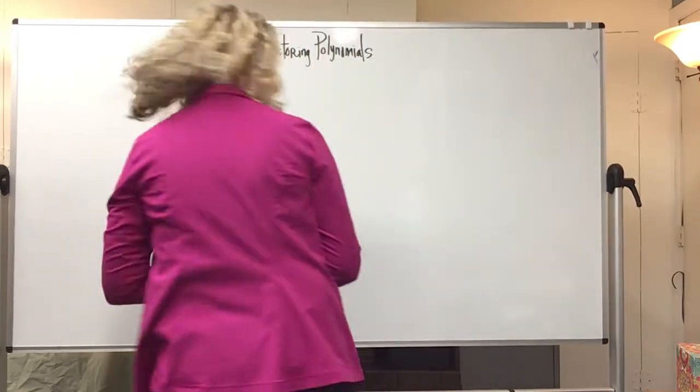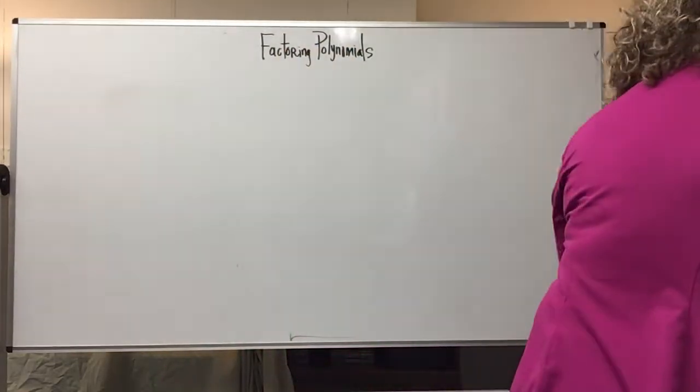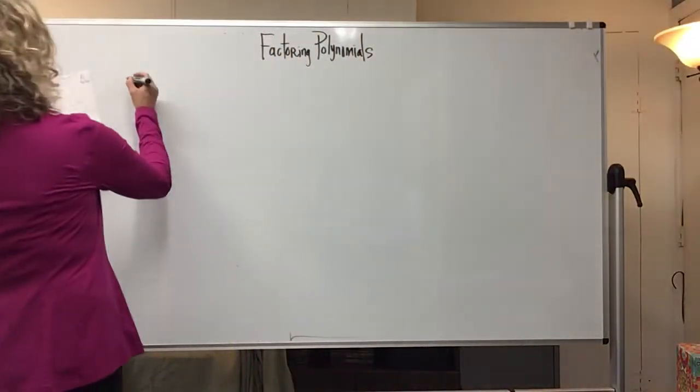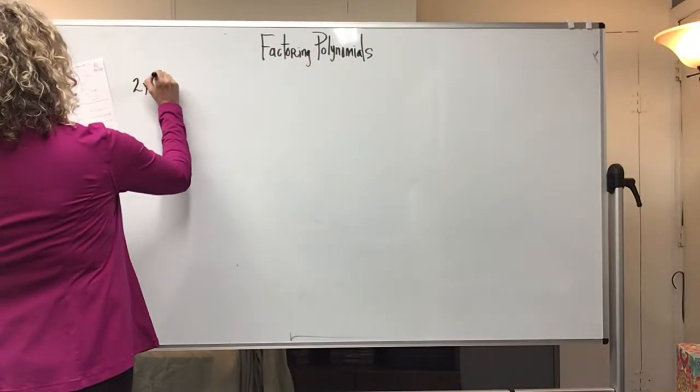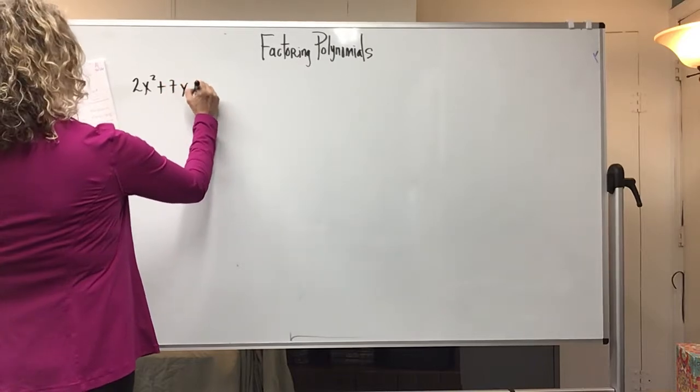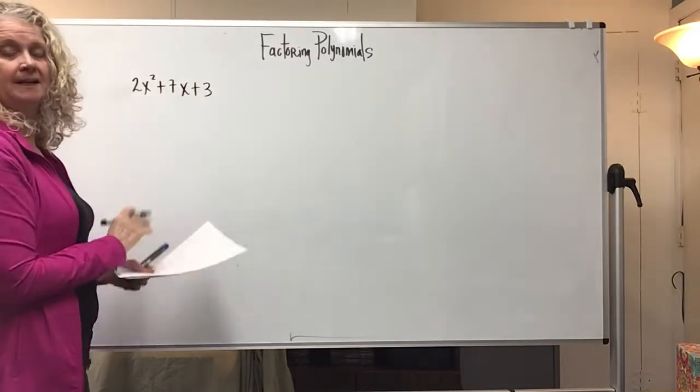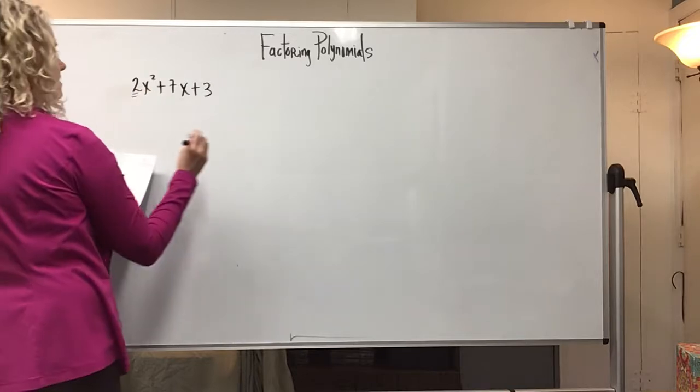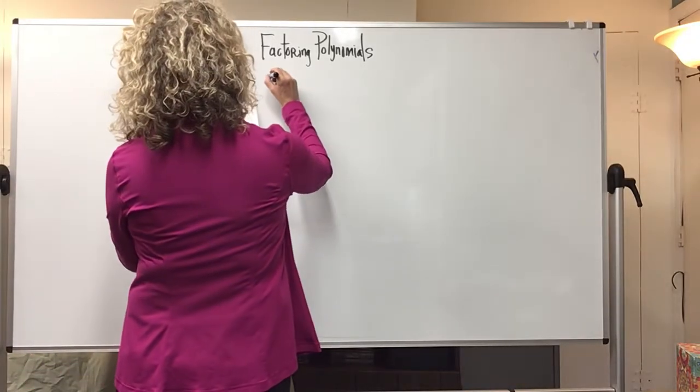Now we're going to do factoring when the leading coefficient is not 1. Notice in the previous examples, the leading term was just a plain x squared. In this case, it is not. So this makes it a little more work.